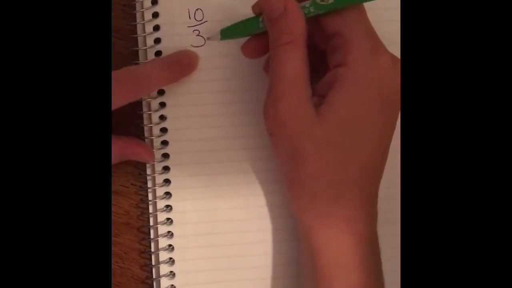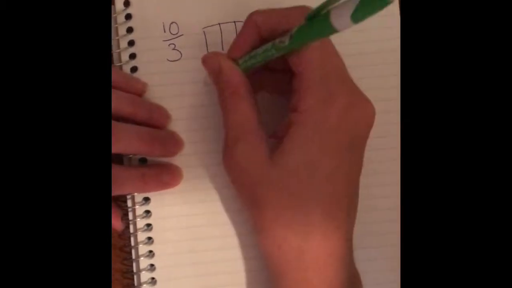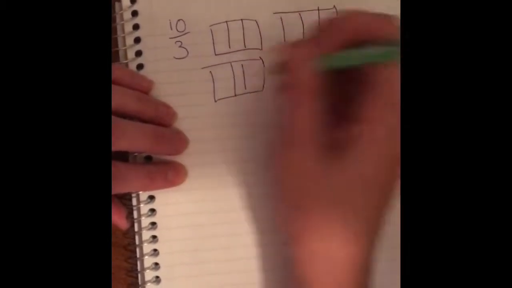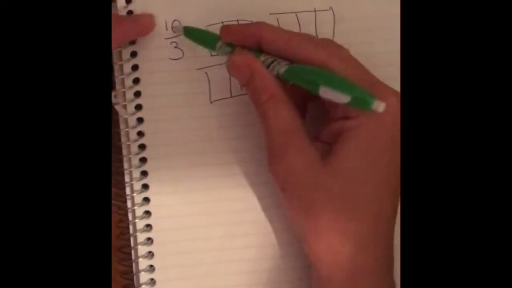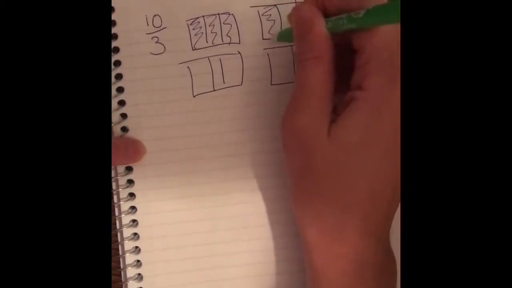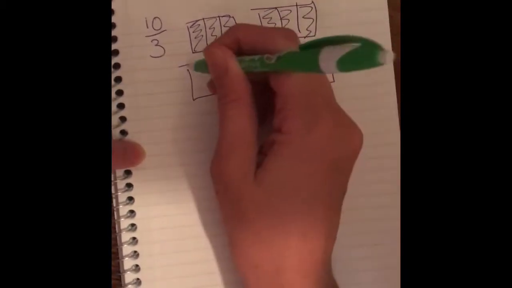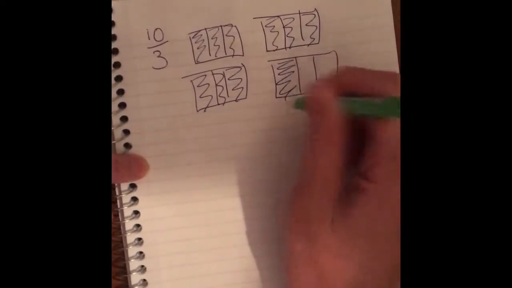So since my denominator is 3, I'm going to cut some squares into thirds. I'm going to draw a few of them. I'm not sure how many I'm going to need. Alright, so now I have 10 thirds, so I'm going to shade in 10 thirds. 1, 2, 3, 4, 5, 6, 7, 8, 9, and 10.